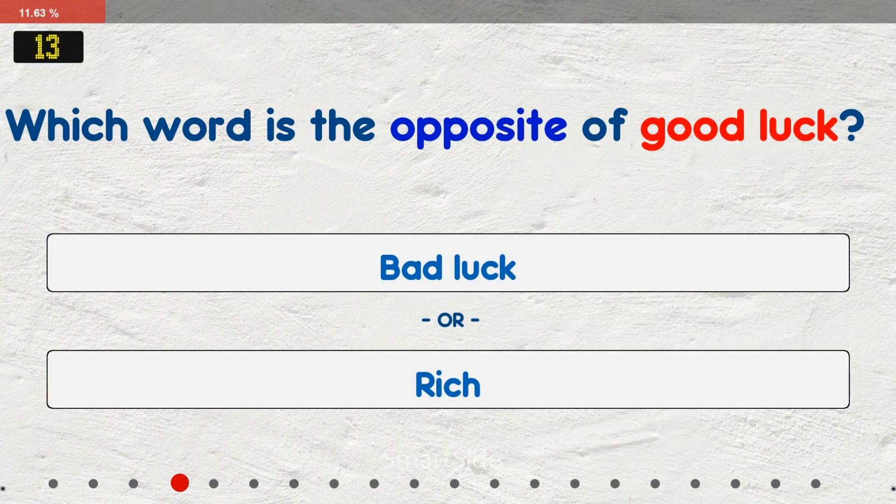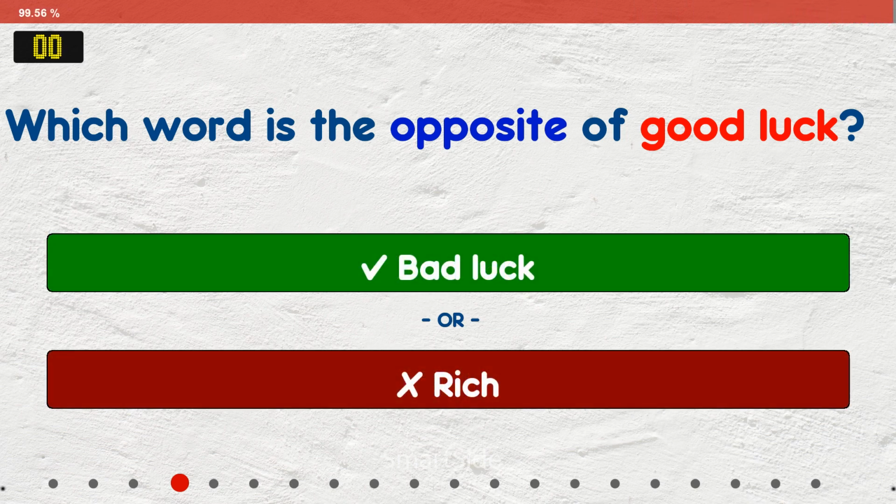Which word is the opposite of good luck? A, bad luck. B, rich. The answer is bad luck.